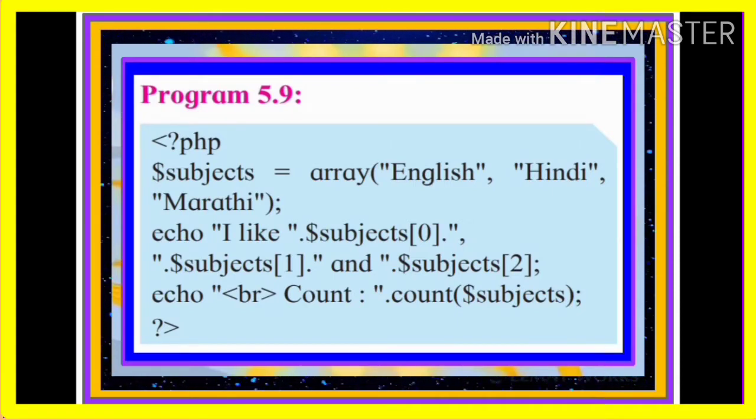In the fourth line, the count function is used to display the length of an array. Here the code is echo space in double quote use br tag, count colon, double quote complete, dot count function having the parameter $subjects, meaning the array name, semicolon. In the last line write question mark greater than sign to close the PHP code. Save and run the program.